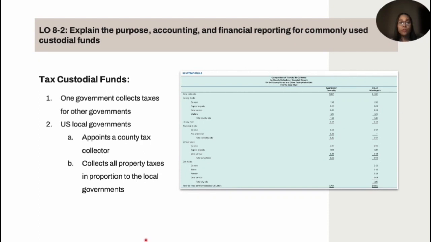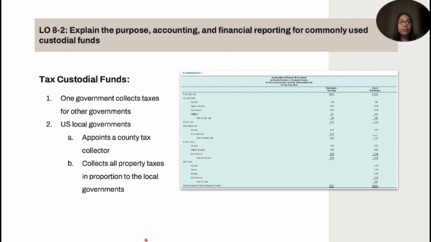So, tax custodial funds. Tax custodial funds are created when governments collect taxes for other governments. In the United States, at the local and state government level, it is common for an elected county official to serve as the tax collector, who is responsible for collecting all property taxes owed by persons, businesses, or large corporations that own property in a county.